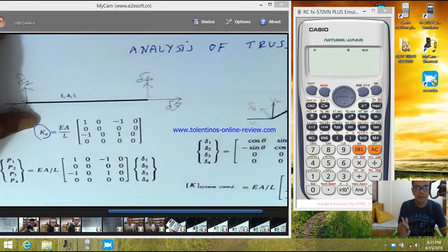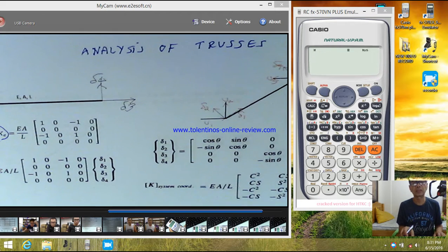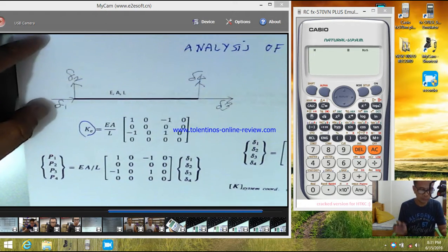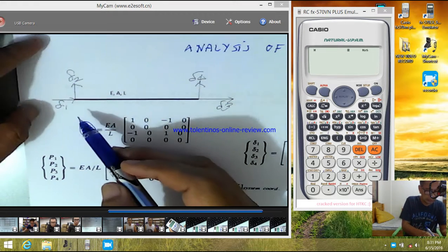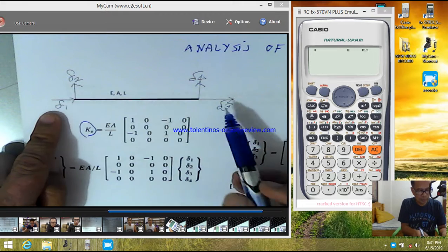Okay, punta naman tayo sa next lesson. This is the matrix analysis of trusses. So may mga formulas dito na i-accept lang natin. Okay, these are derived, like this one. Yung dating topic natin, di ba, delta 1 at saka delta 2 lang to.